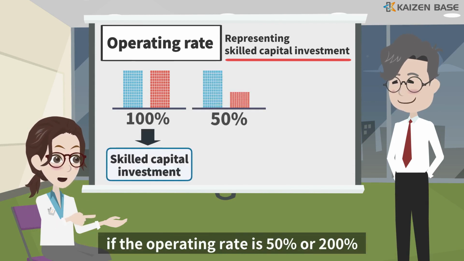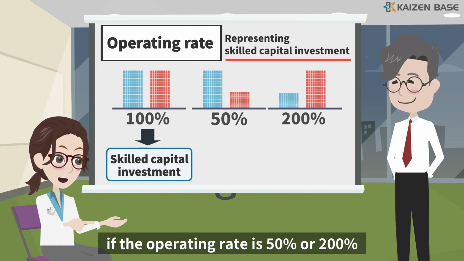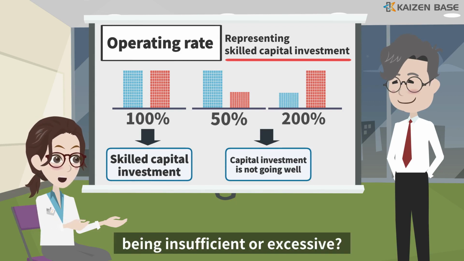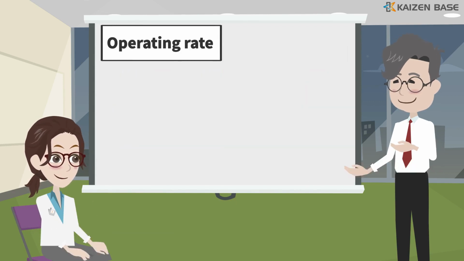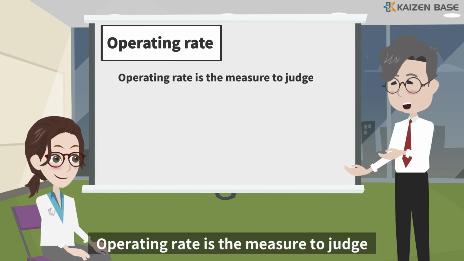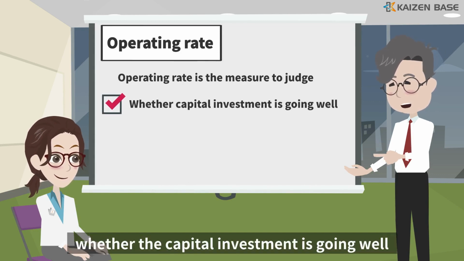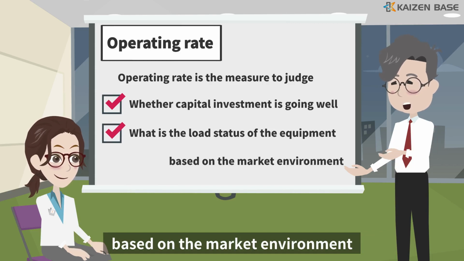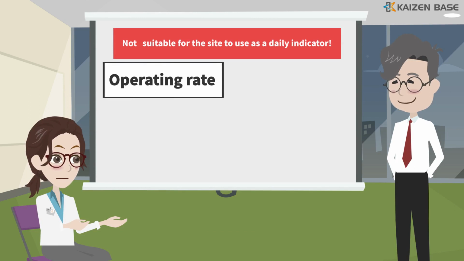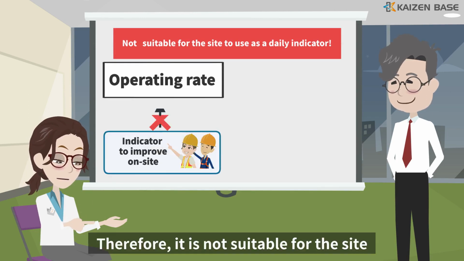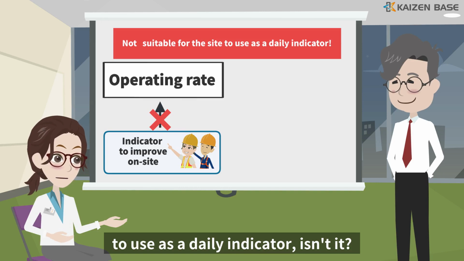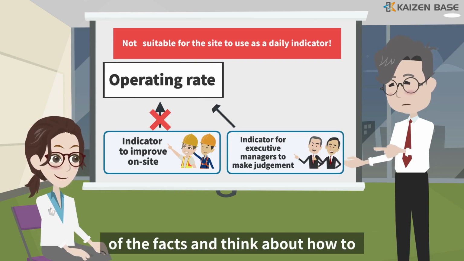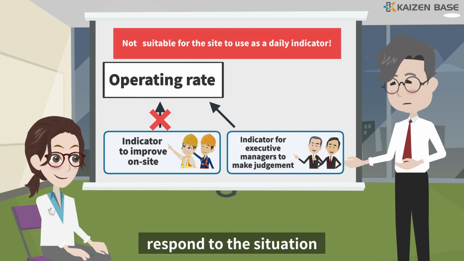On the contrary, if the operating rate is 50% or 200%, does it mean that the capital investment is not going well, being insufficient or excessive? That's right. Operating rate is the measure to judge whether the capital investment is going well, and how is the load status of the equipment based on the market environment. I see. Therefore, it is not suitable for the site to use as a daily indicator, isn't it? Yes. Top management must have a correct understanding of the facts and think about how to respond to the situation.